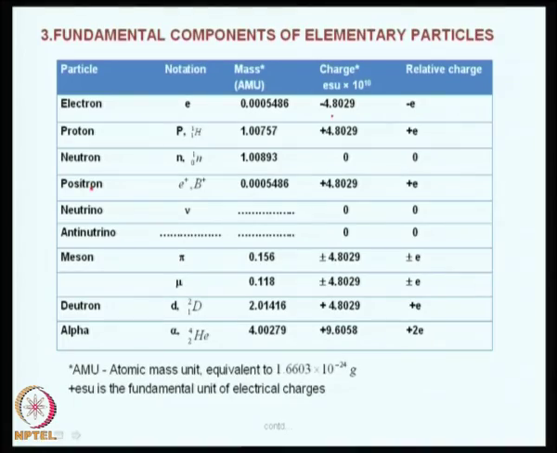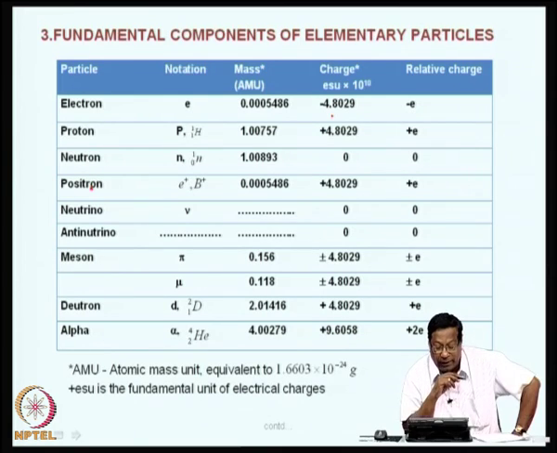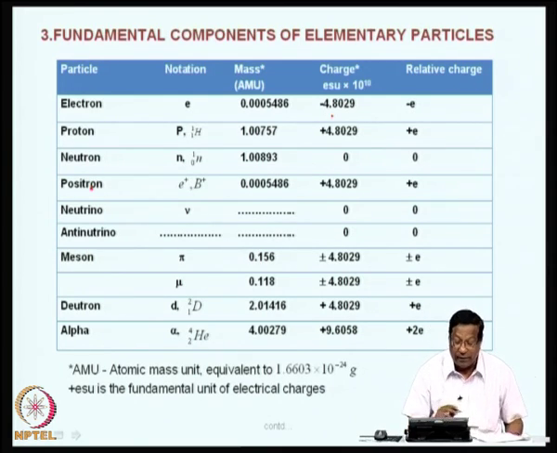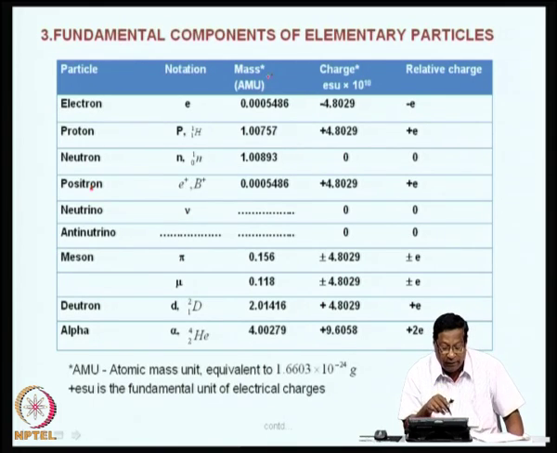That means the electrons are the essential part of almost all atoms that we know of, and they have a charge of about 4.8029 into 10 raised to 10 ESU. What is ESU? An ESU is the fundamental unit of an electrical charge.